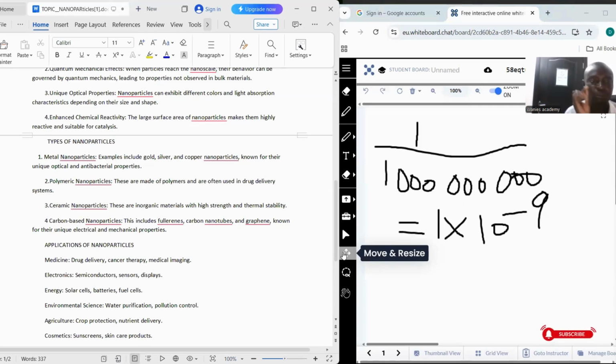Then we have what we call polymeric nanoparticles. Now these are made from polymers and they are often or mostly used in drug delivery systems.